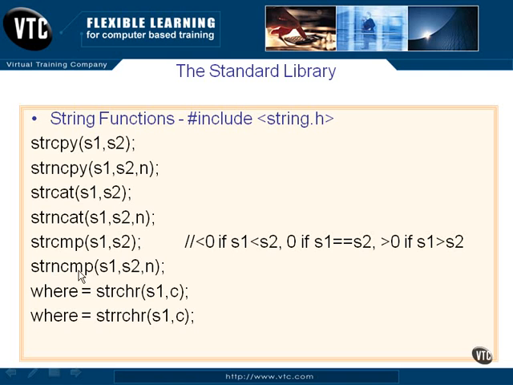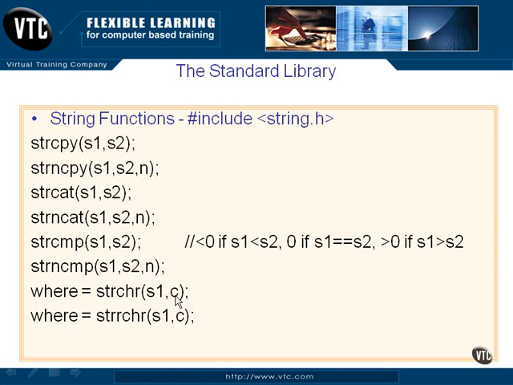String N compare compares these two strings and only goes so many characters into it, delimited by the number here, which is just an integer. Here we're looking for this character. C is a single character, not a string. We are looking for that character someplace within S1, in the length of whatever is there in S1, and we will return a pointer within S1 to that location.